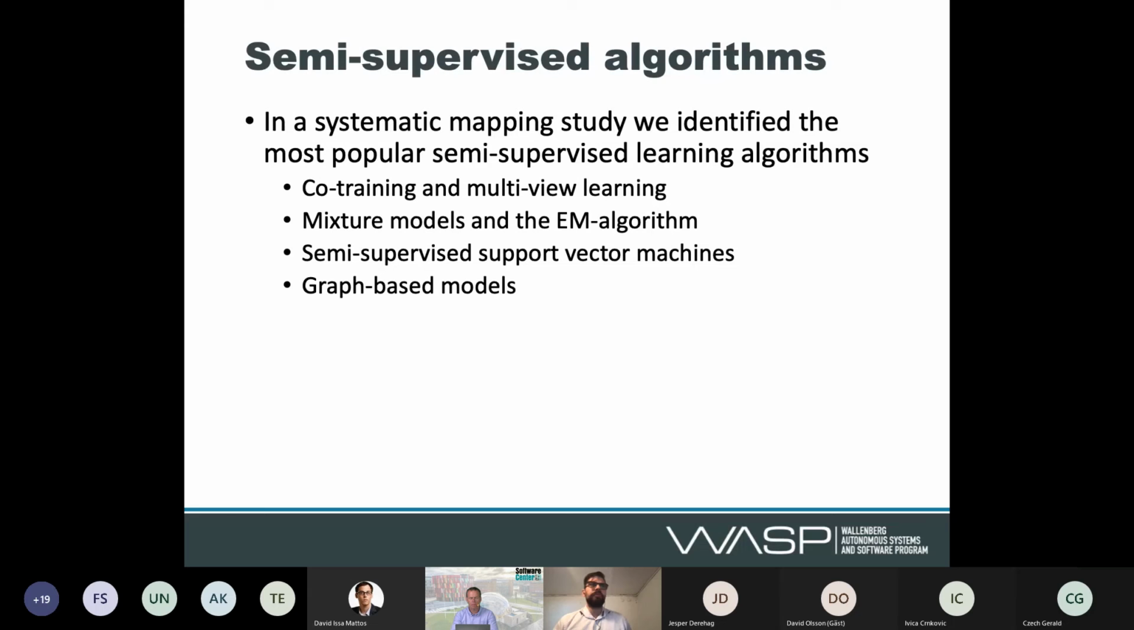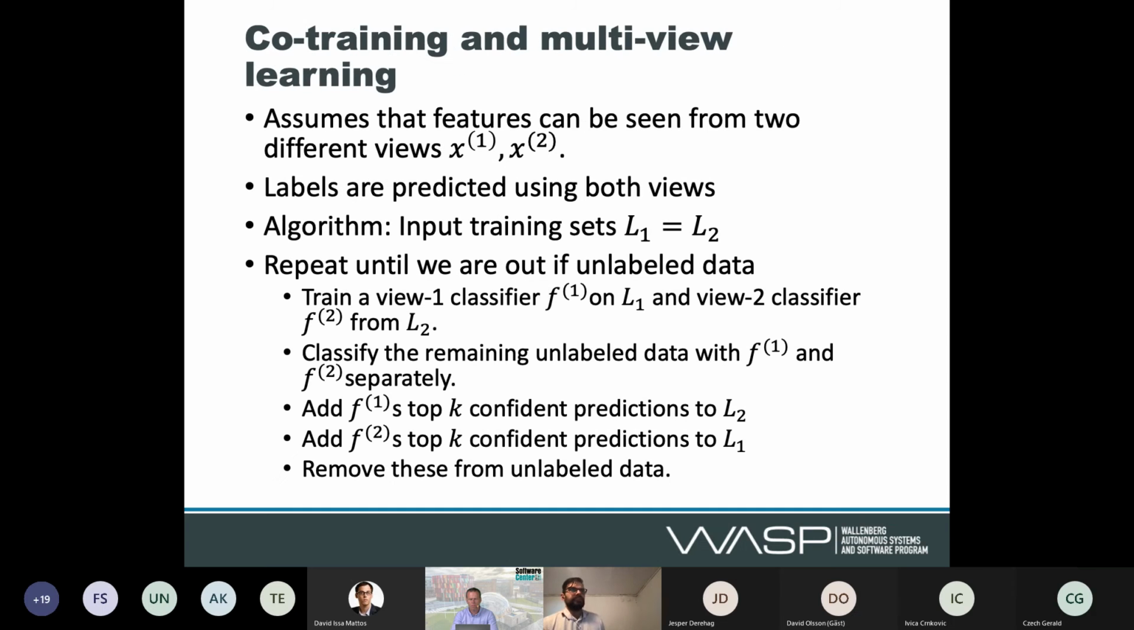So this year we performed a systematic mapping study where we identified the most popular semi-supervised learning algorithms that are used in practice. And we found that the four most popular ones are called co-training and multi-view learning. And then we have mixture models and the expectation maximization algorithm, semi-supervised support vector machines, and then we have graph-based models. So I'm going to try to explain how these work without bringing in too much math.